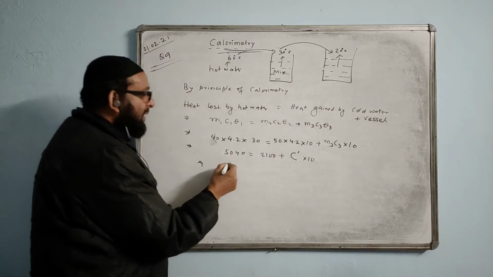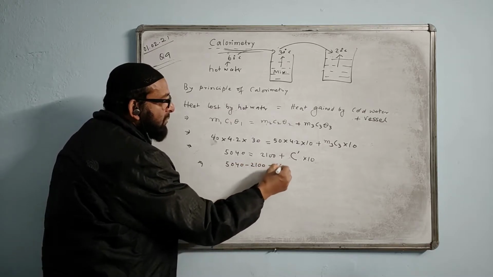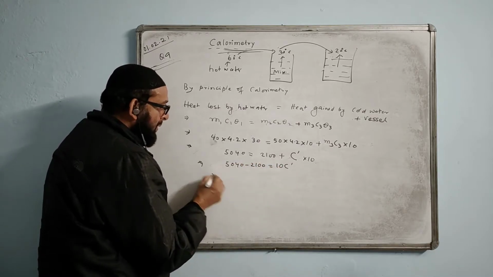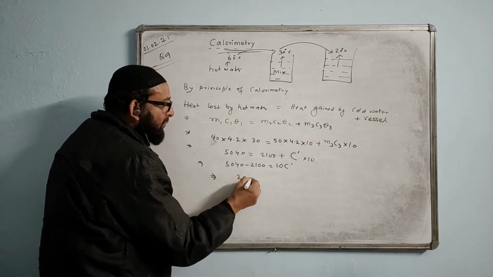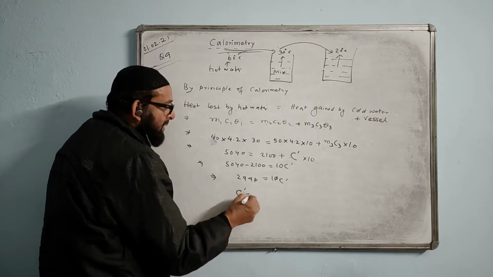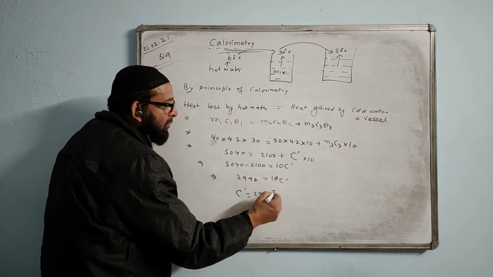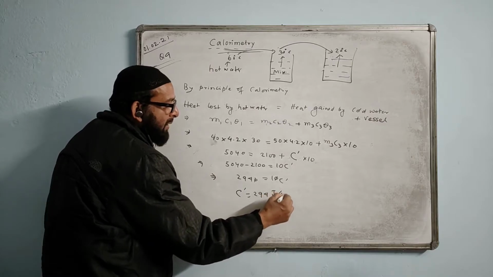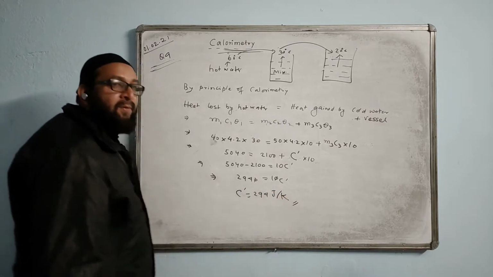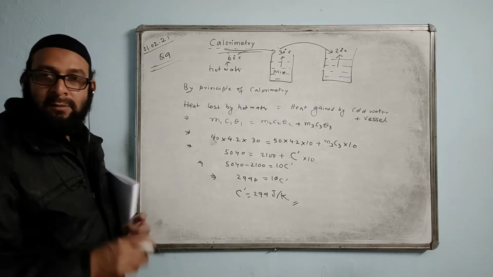Now this one will come to this side and we find the answer. 5040 minus 2100 is equal to 10 C dash. Subtracting, we get 2940 is equal to 10 C dash. The zeros cancel, and C dash comes to 294. The unit of heat capacity is joule per degree Celsius or joule per Kelvin. We can write J K to the power minus 1. That is the answer.